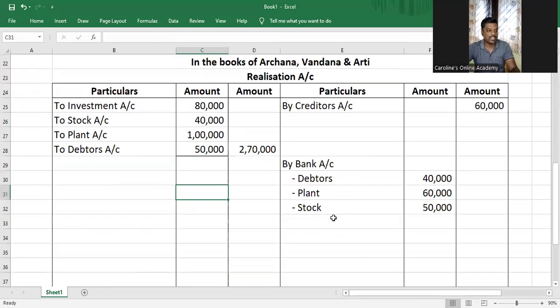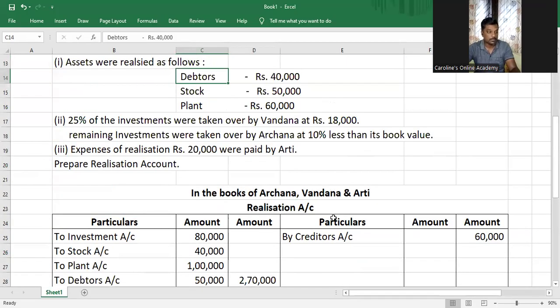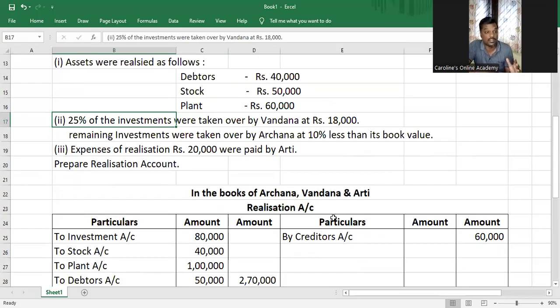So now that we have realized the assets, this second point also talks about realization of assets, but it is not actually selling the assets, we are giving it up to the partners. The partners are taking over the asset. 25% of the investment was taken over by Vandana for rupees 18,000, and the remaining investments were taken over by Archana at 10% less than its book value. Whenever such a split comes, you actually split up the amount like this and calculate.